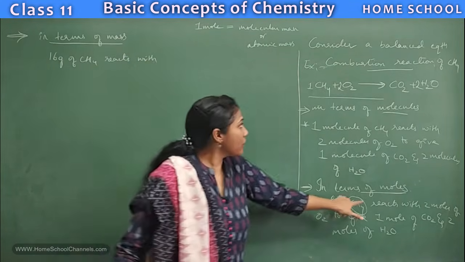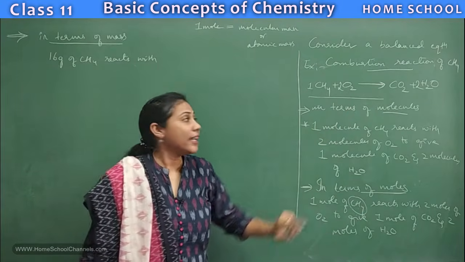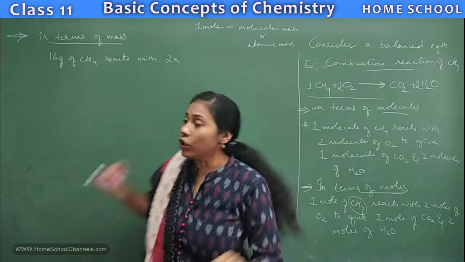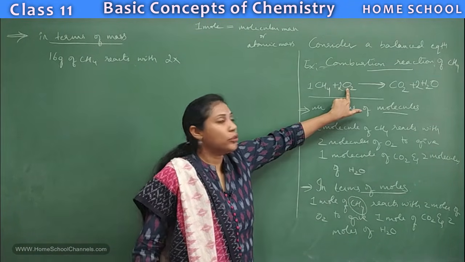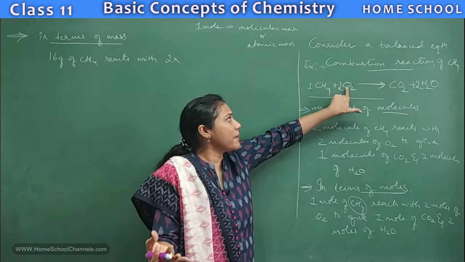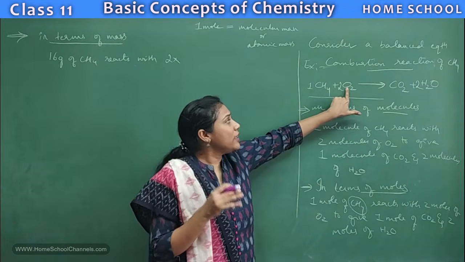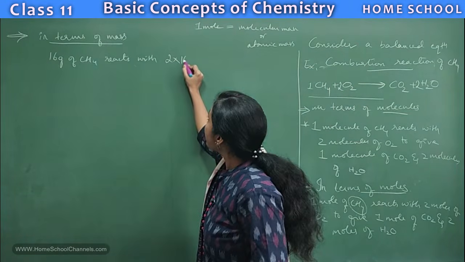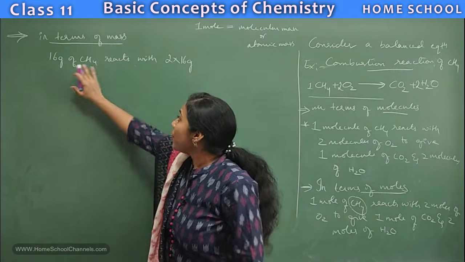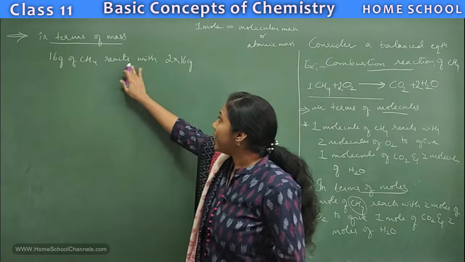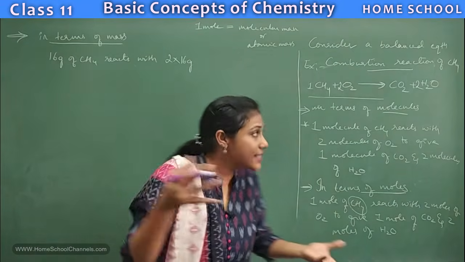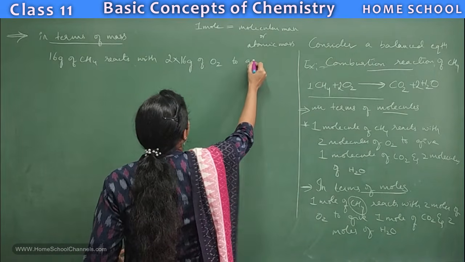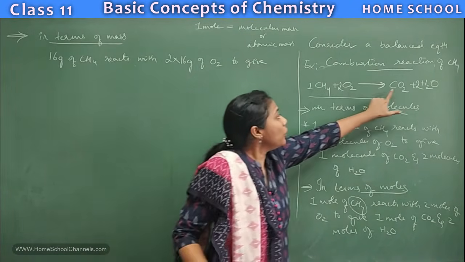okay, how many moles of oxygen? 2 moles of oxygen. So 2 moles of oxygen means 2 into what is the molecular mass of O2? 1 mole means the molecular mass of O2, right? So how much is the molecular mass of O2? It is 16 grams, isn't it? So 2 into 16 grams. Clear? So I can write 16 grams of methane reacts with 2 into 16 grams of O2 to give 1 mole of carbon dioxide.